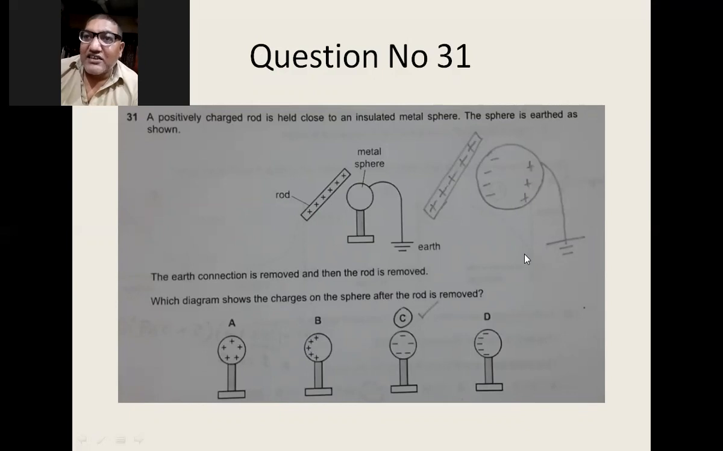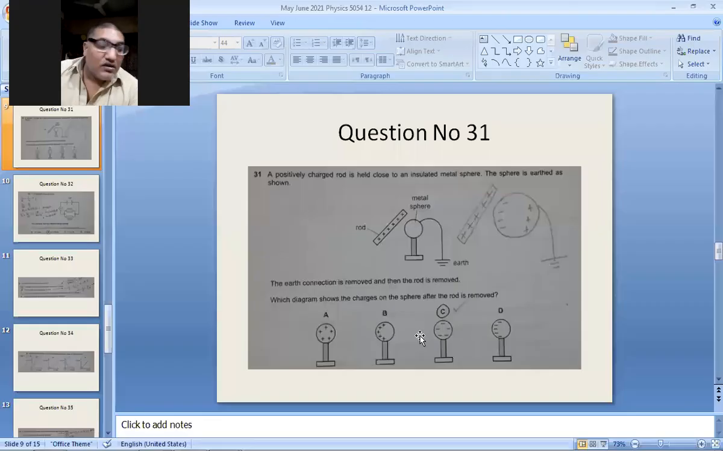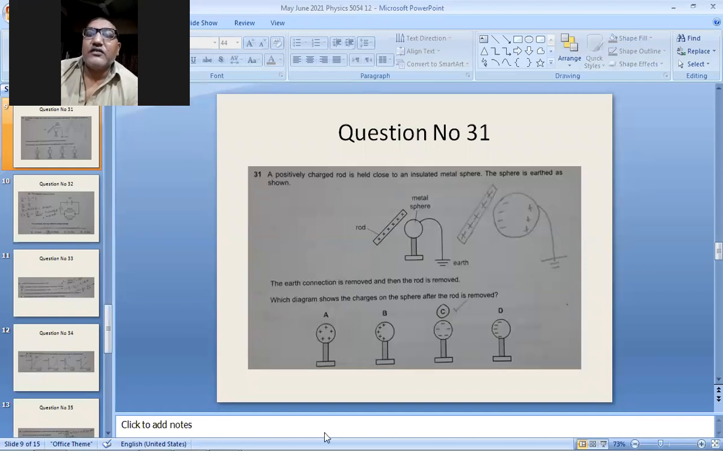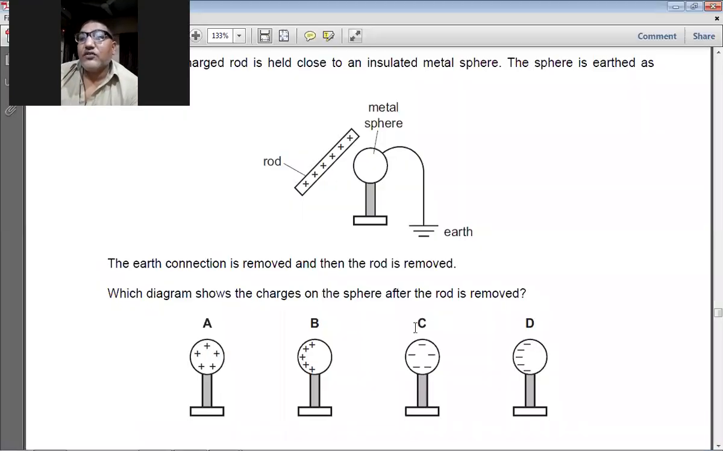When you break this earth, the electrons cannot go back, and then when you remove the rod, you realize that it has got extra electrons from the ground. So the sphere will become negative as a whole. So C is the right option. Question number 31, C is the right option.